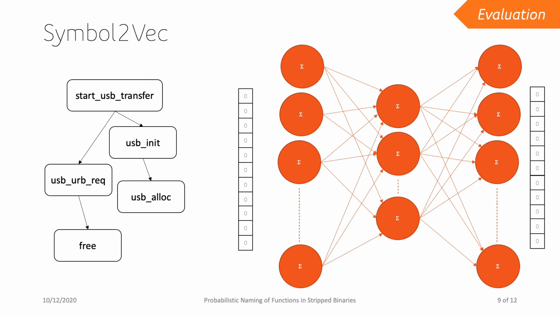Symbol2vec gives a dense representation of function names based on how they are used in relation to their callers and callees in an executable. If we have the following call graph, we take random walks and produce a series of triplets that correspond to a target function and two context functions corresponding to a callee and caller of the target function. In this case, we use the target function USB init, and our context functions are start USB transfer and USB unlock. We use these triplets to build a neural network with one hidden layer.